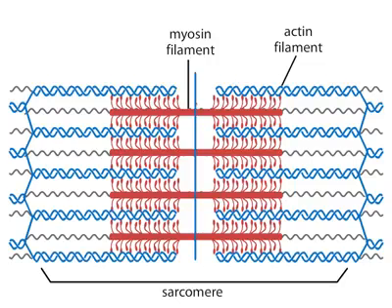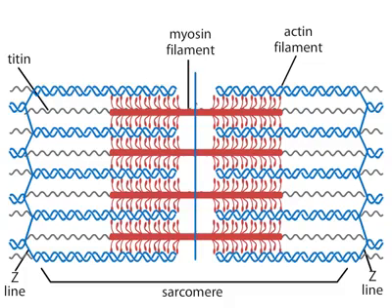Each actin filament is attached to a Z-line, which is found at either end of a sarcomere. The thick myosin filaments lie between the Z-lines but are not attached to them directly. Instead, they are held in position by a protein called titin.